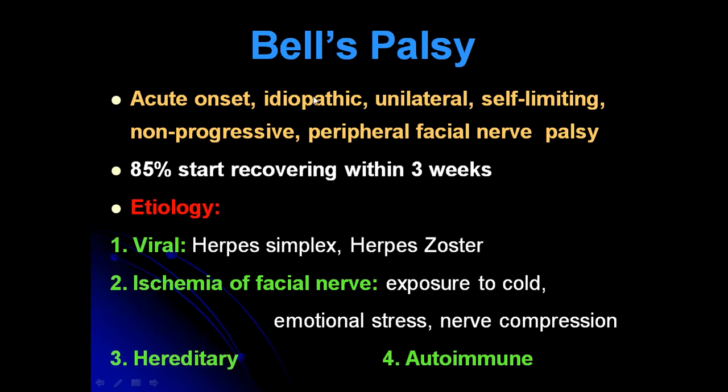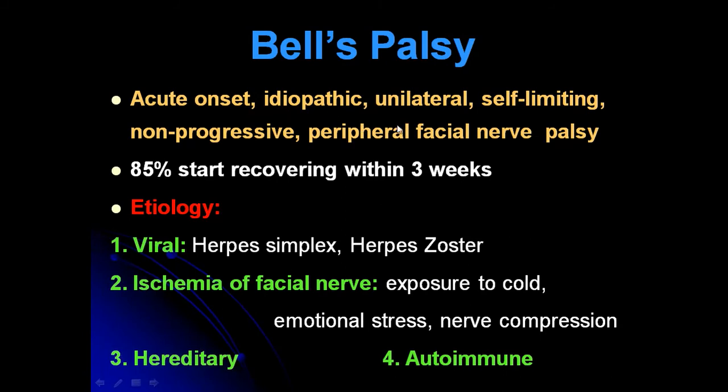Important is the definition: acute, idiopathic, unilateral, self-limiting, non-progressive peripheral facial nerve palsy is called Bell's palsy. Acute, idiopathic, no cause, unilateral, one side. Of course, bilateral can occur in nearly 10%, and 10% can be familial also. It is a self-limiting palsy. It goes by itself, non-progressive, peripheral facial.